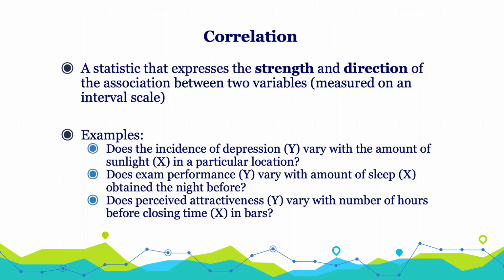The second example is, does exam performance vary with the amount of sleep obtained the night before? So obviously this presents the idea that if you get more sleep, then you should do better on your exams. And this would be a positive relationship. As sleep goes up, exam performance should go up. As sleep goes down, exam performance should go down. Those match. Therefore, we would consider it a positive relationship.